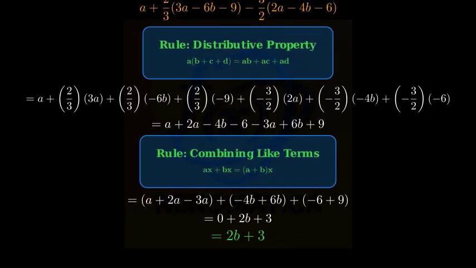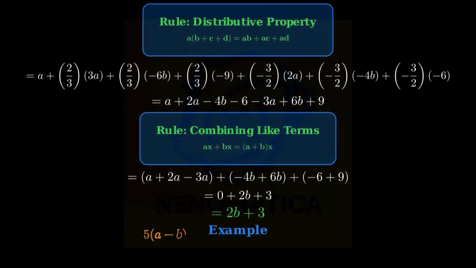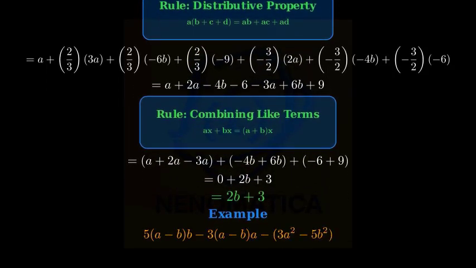Let's look at our second example. We want to simplify the expression: 5 times the quantity a minus b times b, minus 3 times the quantity a minus b times a, minus the quantity 3a squared minus 5b squared. This expression involves more complex terms, but we'll use the same principles to simplify it. First, let's distribute the coefficients and variables.